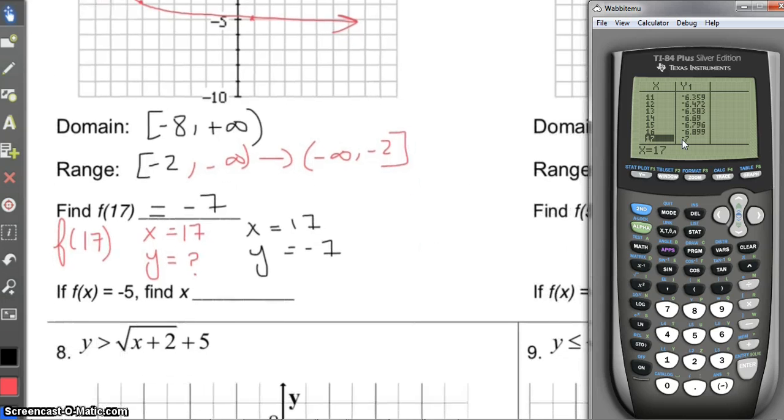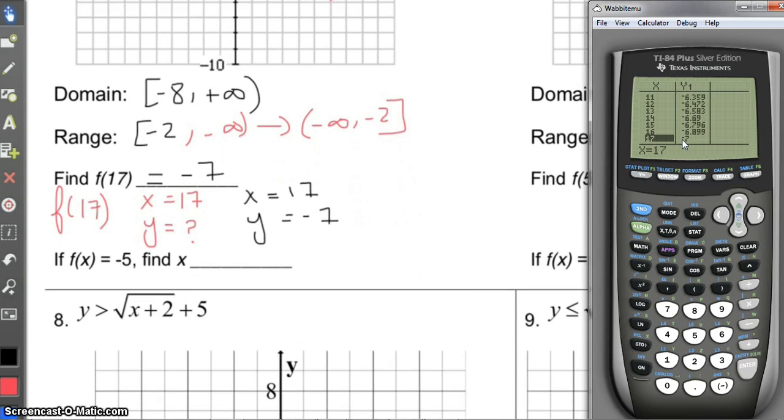Now let's move on. If they say f of x equals -5, it means they gave you the y to be -5 and you're supposed to find the x. So go to y equals -5, try to find y equals -5. There you go, y is equal to -5, x is equal to 1, so x then is equal to 1. That would be it. Now that's number 6.